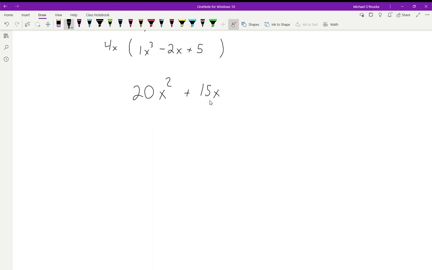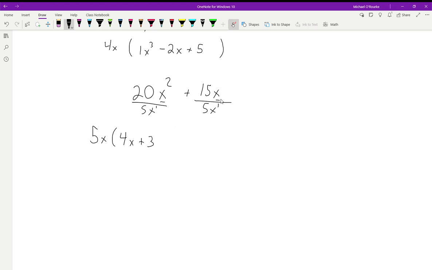Well, I can't take 20 out because that's going to leave me a decimal. What's a common multiple of these? It is 5. And also, once again, the x's are here. I can take an x out. So that would equal 20 divided by 5x is 4. x squared over x, 2 minus 1, is x. Divide this by 5x, and I get plus 3.